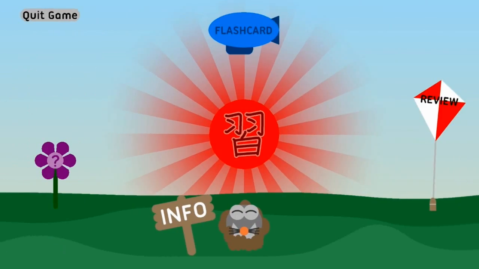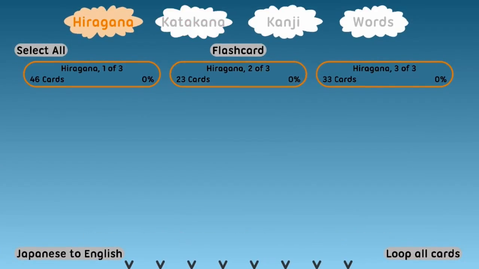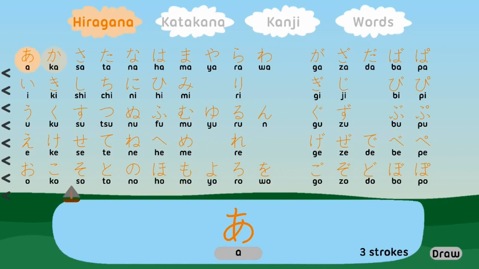If you go back over here, you can see the flashcards, which are the main gist of the game, so that you can actually learn stuff. You can do Japanese to English or English to Japanese, either one. And then you've also got the review, where you go through and test yourself, with a little boat that lets you scroll through, which is pretty neat, and you can see the Japanese alphabet, so to speak.